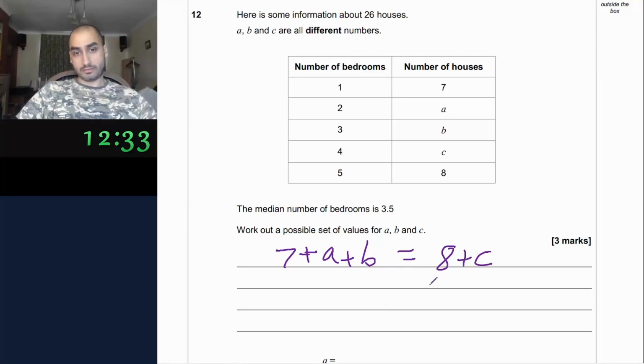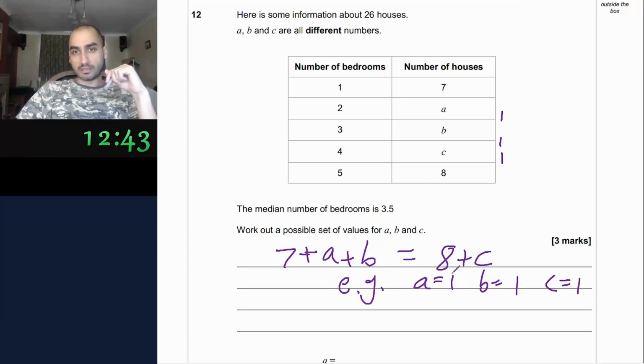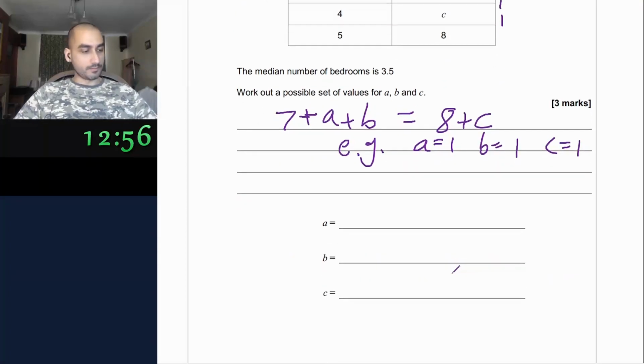So for example, A equals 1, B equals 1, C equals 1. Does that work? If that were 1, 1, 1, then what would the median be? You'd have 8 up there, 8 down there, and because you've got 1 in 3 and 1 in 4, you take the median to be 3.5. Yeah. They just want you to give one value, so that works.